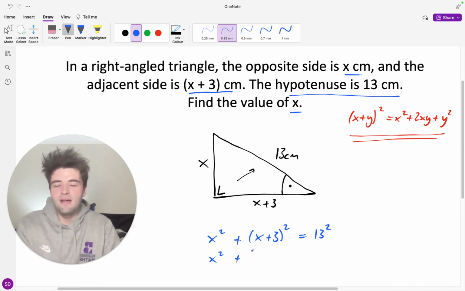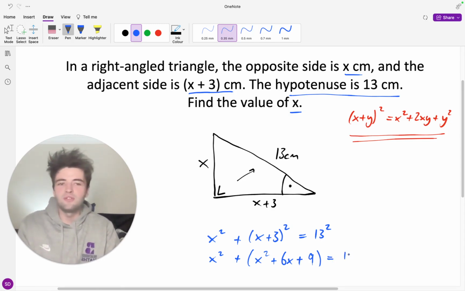So we can have plus, we're just going to put it in brackets again to keep it simple. So we're going to have x squared, the exact same as our formula. Then we're going to have 2xy, or 2 times x times 3, because y in this case is going to be 3. So that's going to be plus 6x. So hopefully that makes sense. And then our final term here is going to be 3 squared, which is 9. And so we can add all these things together, and then on the right hand side we're going to have 13 squared, which is going to be 169.